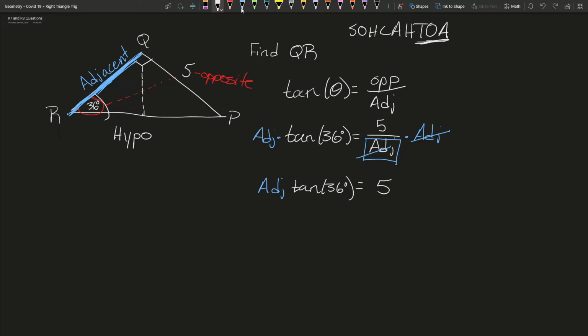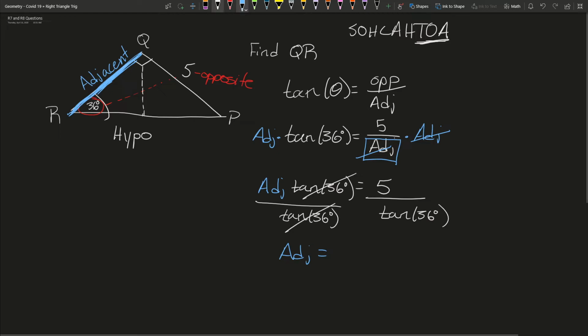Then, in order to get the adjacent side by itself, we have to divide by what it's being multiplied by, which is the tangent of 36. So we have to do that on both sides. And again, on the left-hand side, the common factors cancel. And we're left with the adjacent side on the left-hand side is equal to 5 over tangent of 36. So again, I want to pause there and just make sure everyone understands what's actually happening.